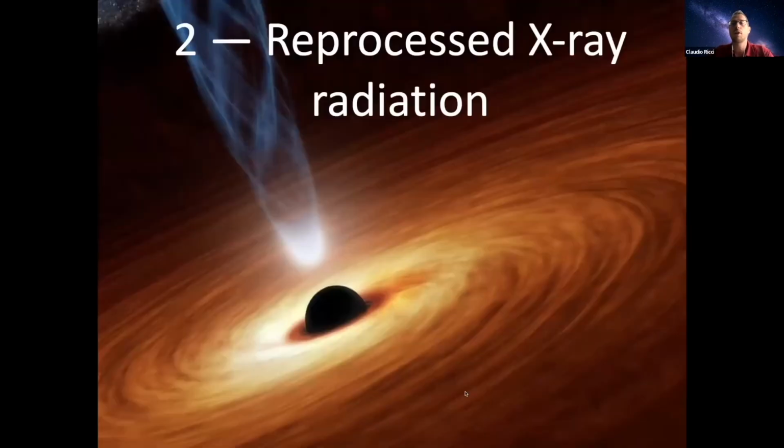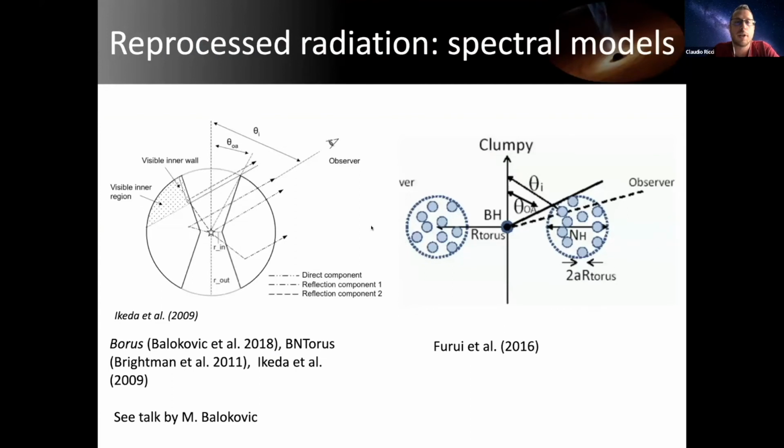So I'm going to now tell you a little bit about the reprocessed X-ray radiation and how it can provide a complementary look at the close environments of supermassive black holes. I'm always talking about neutralish, let's say, material such as the BLR and dust located further away. So we have now quite a few models that can allow us to study this reprocessed radiation. I think the most commonly used nowadays is Borus, developed by Mislav. He gave a very nice talk about this yesterday.